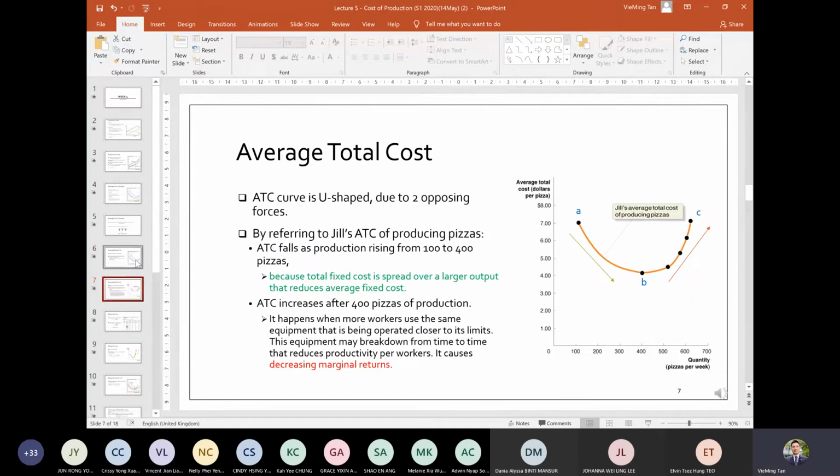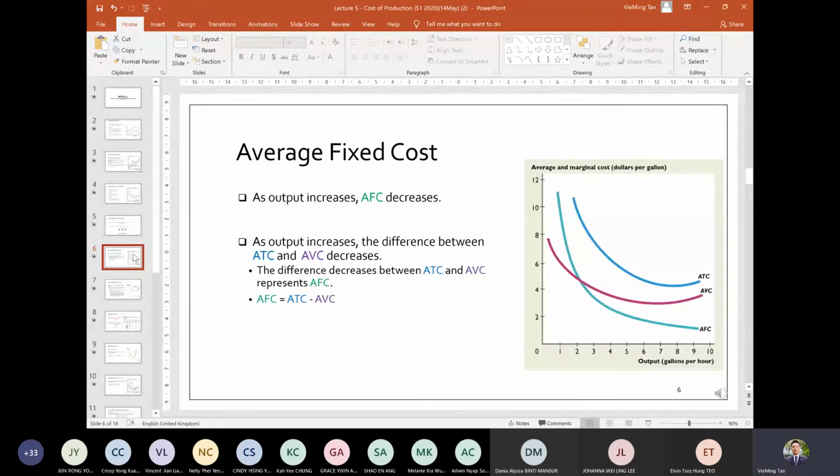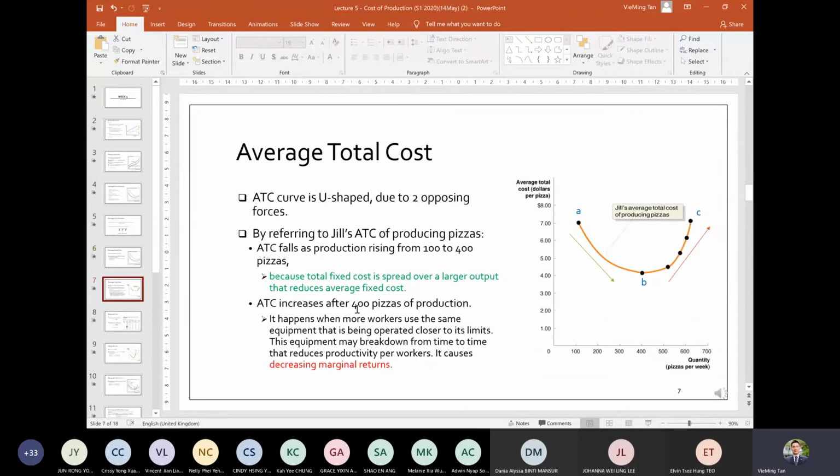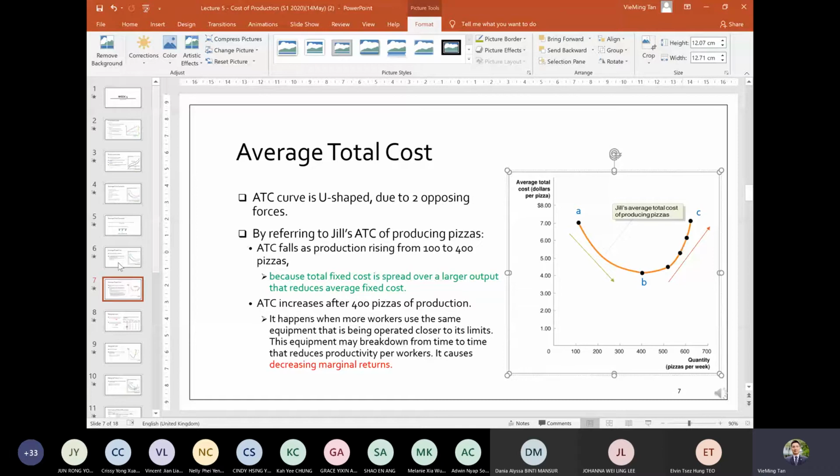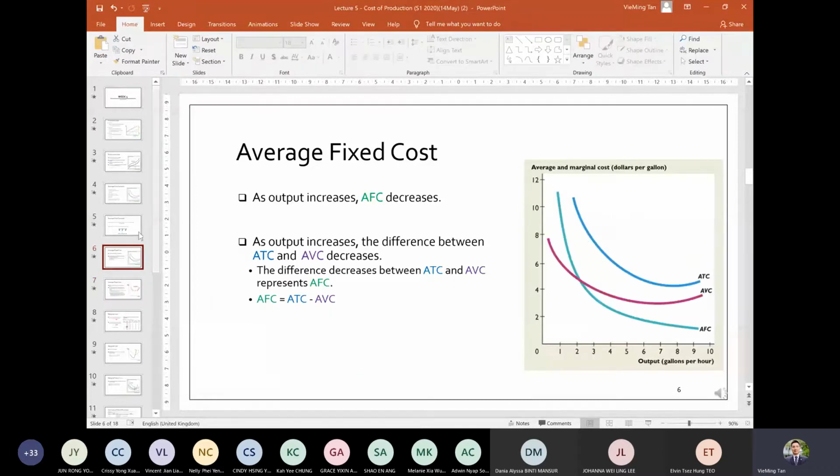If I draw the average total cost and also the average variable cost, how does it look like? Let me try to draw this. Let's say this is the average total cost. I'm not able to copy this.